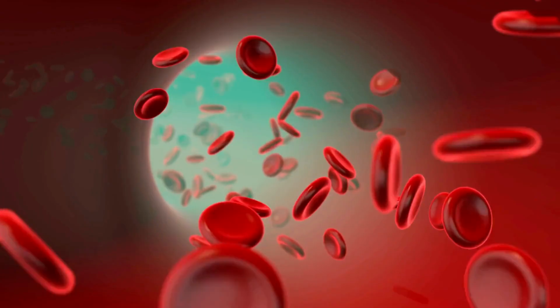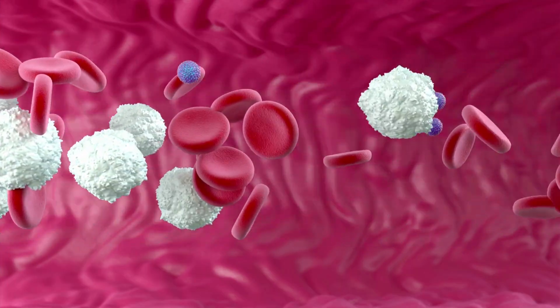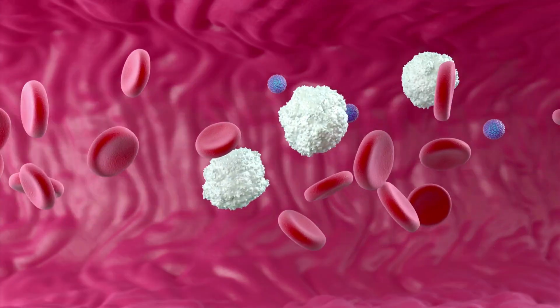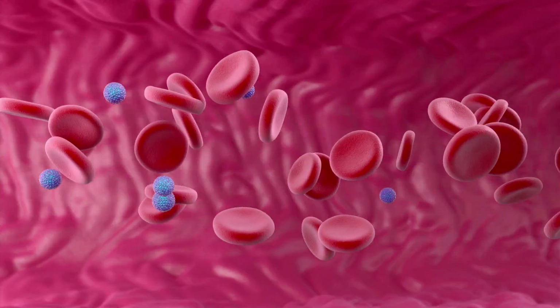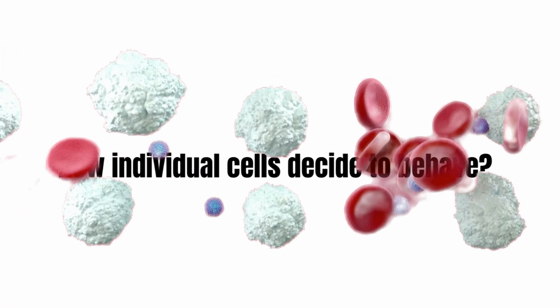Real blood isn't just a fluid with one type of particles. It is a community of different types of individual cells. So to understand that world, engineers need an entirely different way of thinking. Earlier, we saw that computational fluid dynamics, or CFD, tells us how blood moves, but it doesn't tell us how individual cells decide to behave. This is where agent-based modeling comes in.